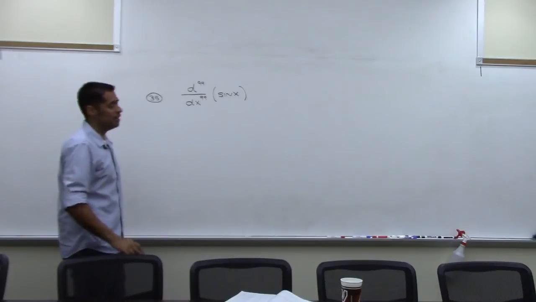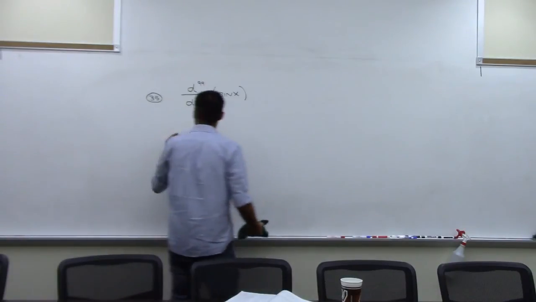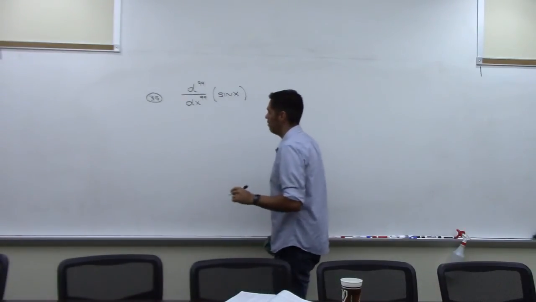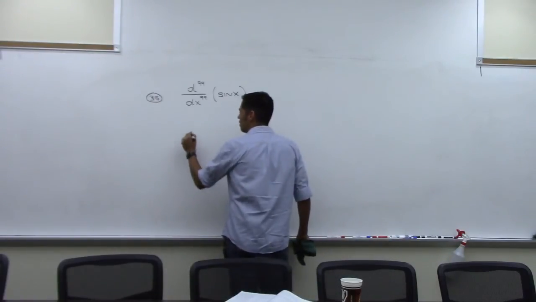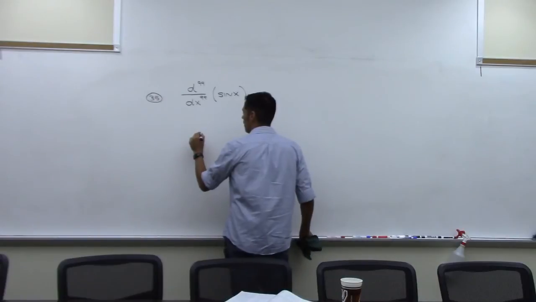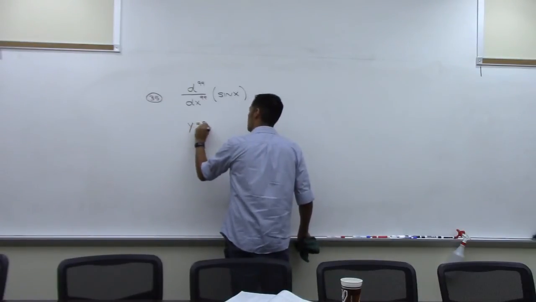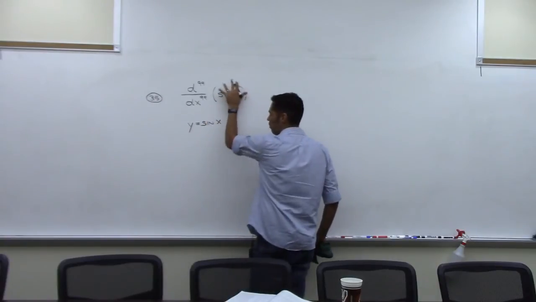You ready? Okay, here we go. I'm just kidding. We're not going to do that. We're going to do it, and then we're going to see what happens here. So let me try it this way. I'm going to write my notation just a little bit different. I'm going to call y equal to sine x, all right? That's y.